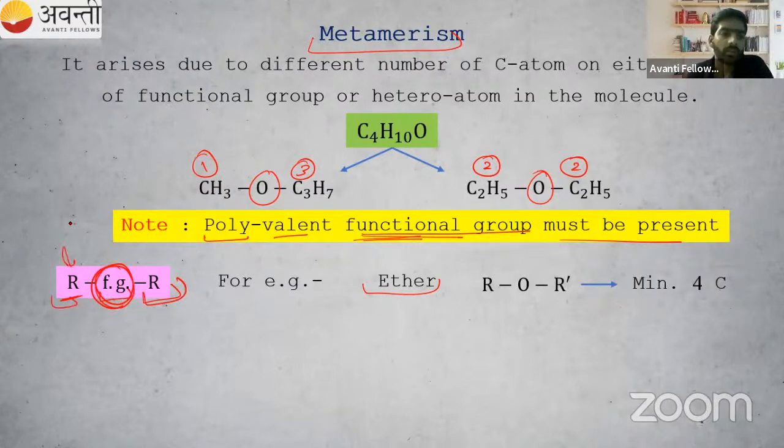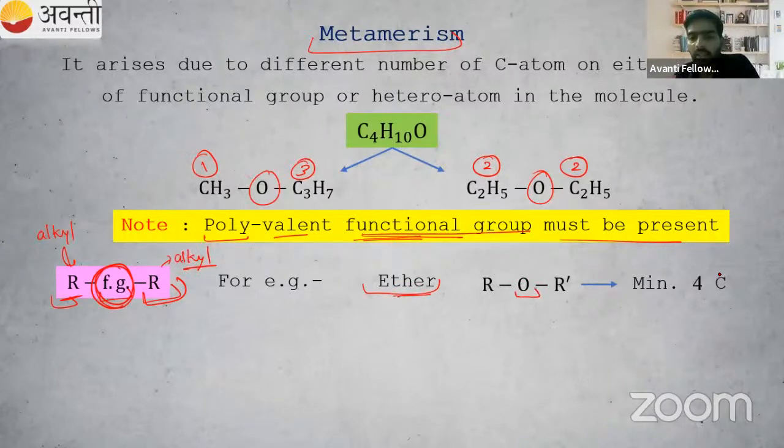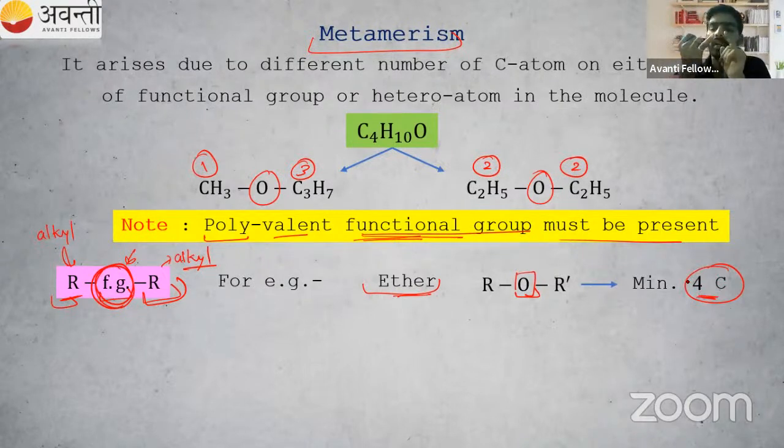That means what is R group? R group means alkyl group. So now let's see for example ether में क्या है यहाँ पे? In ether we should have minimum 4 carbon. ठीक है, like if you are having the functional group in the middle, and we count the carbon from both sides, the minimum carbon should be 4. That means if you count the right side of the functional group and then the left side, if you are having minimum 4 carbon, then it is called metamerism.